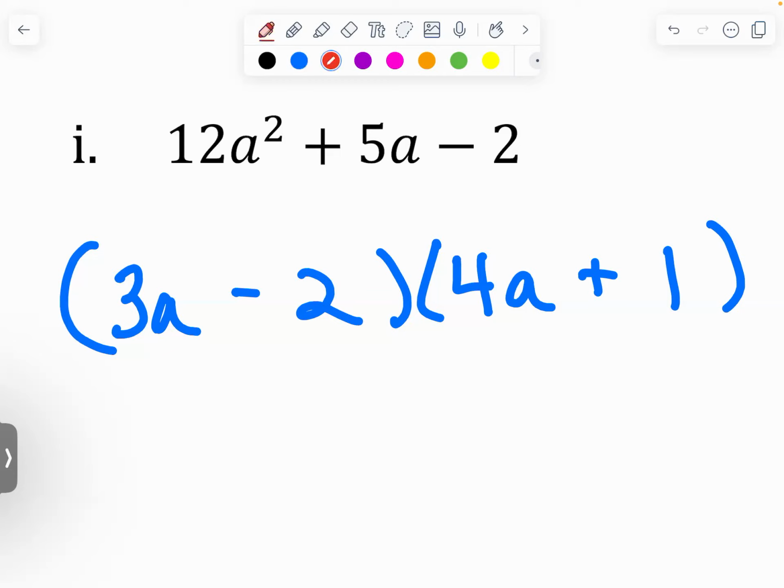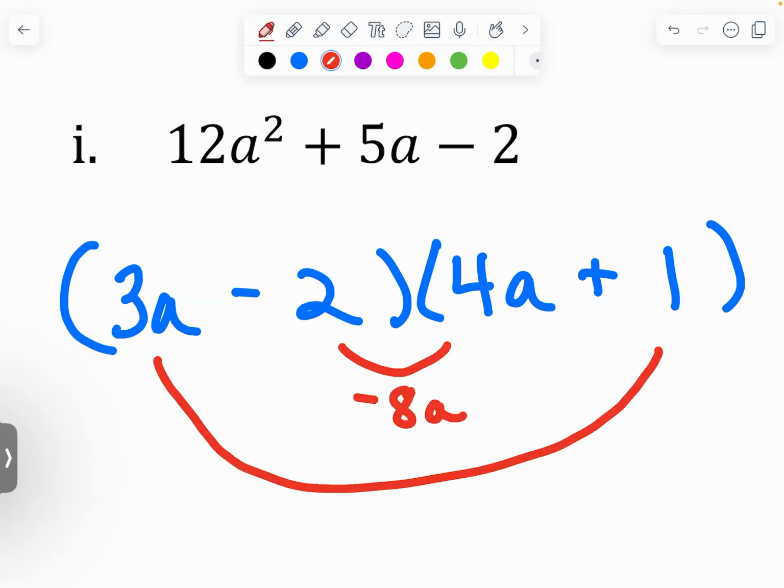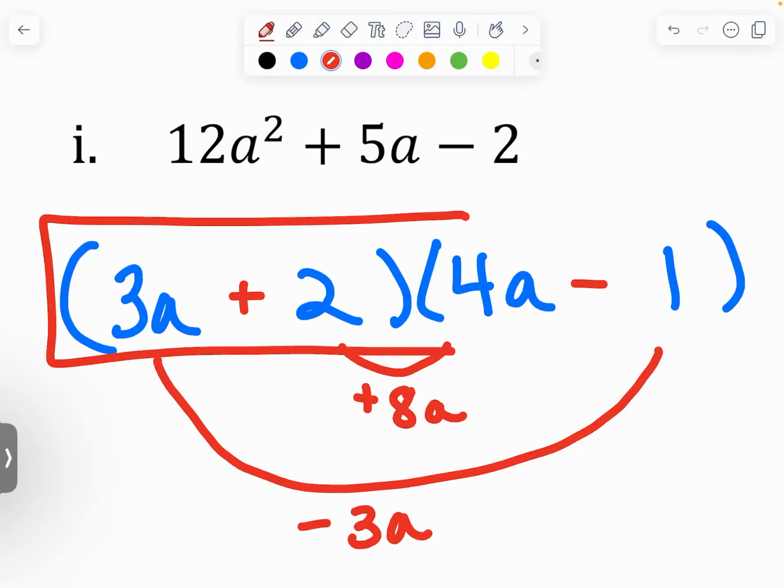All right, so when we do this, we get an inside product of -8a and an outside product of +3a. Do those add to be our middle term? But we just need to flip the what? The signs. So that this is a positive and this is a negative. And now we're okay.